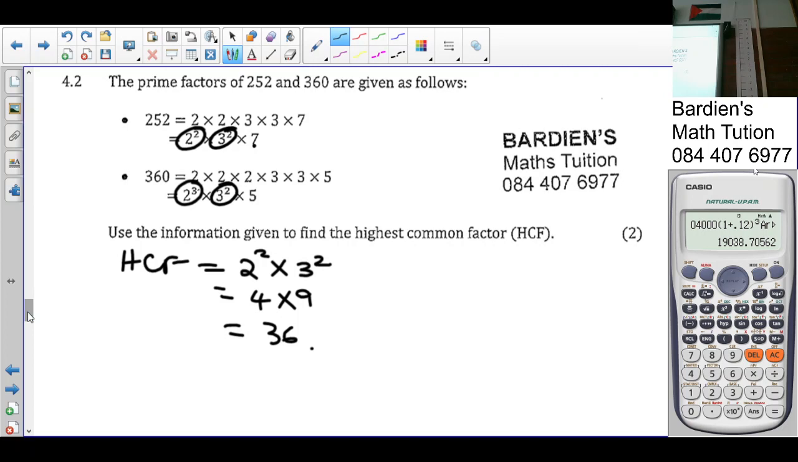So 36 is the highest or the biggest number, the largest possible number, that can divide into 252 as well as 360 without a remainder. Make sense? And that is your highest common factor. Okay?